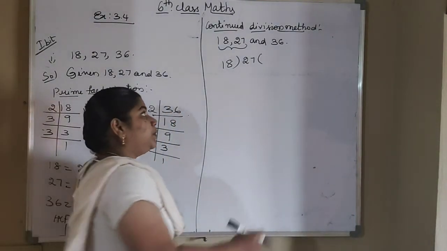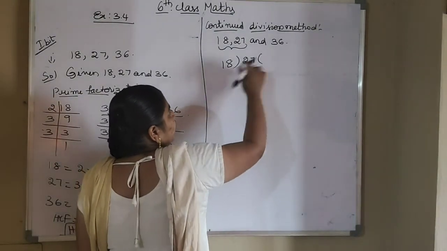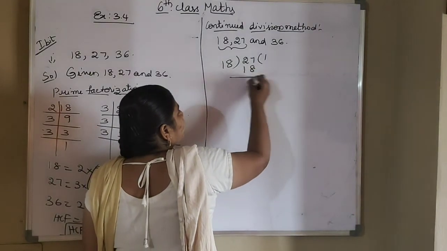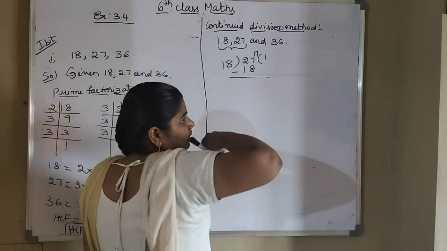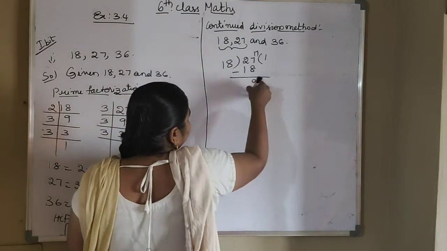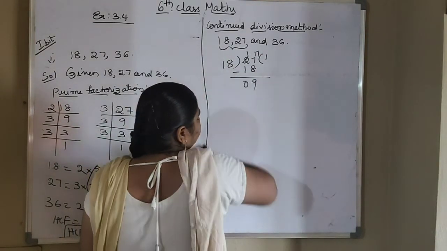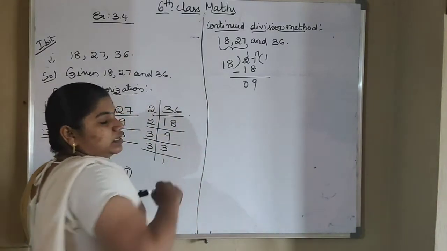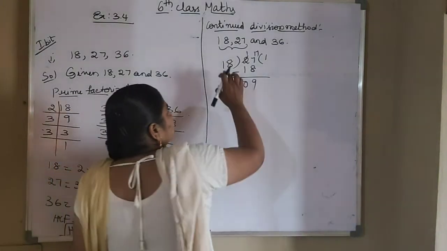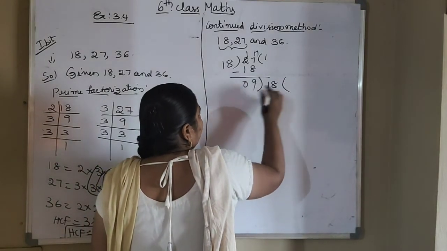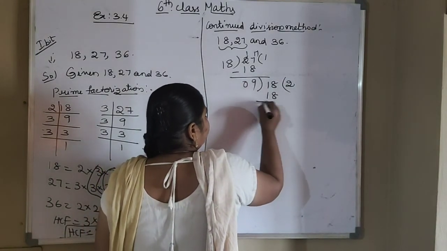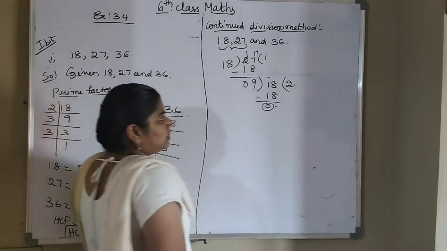So 36 is bigger than 27. So 18 ones are 18. So now you subtract this. It will be 9. Okay, so 9 is our remainder value. So this 18 we have to divide with 9 now. 9 twos are 18. You got the remainder as 0.